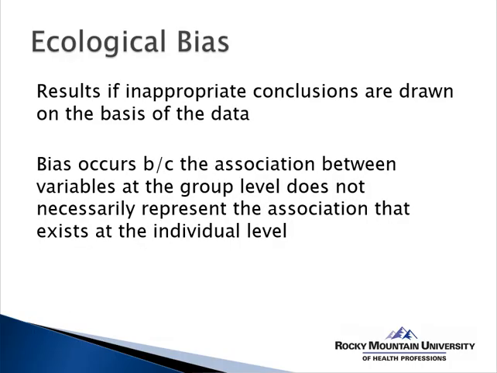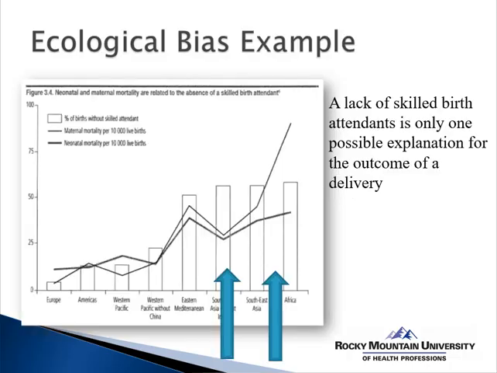Ecological bias results if inappropriate conclusions are drawn on the basis of the data. Bias occurs because the association between variables at the group level does not necessarily represent the association that exists at the individual level. Here's an example, a bias-related example.